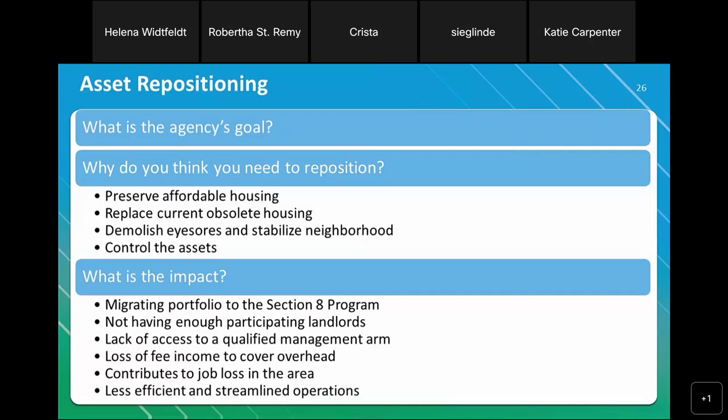And these are just some examples of the questions to consider the impact for your authority. Next slide, please.